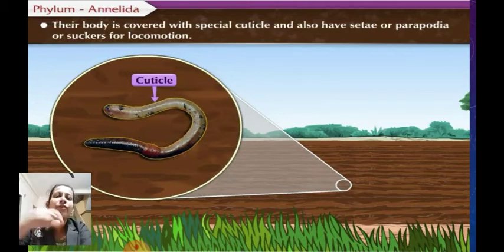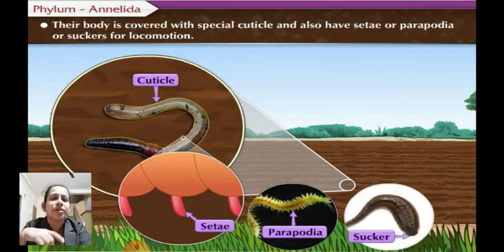So they have a special character, that is a special cuticle, and also for locomotion, that means they have to move from one place to another, there are different types of organs. They have either setae, as in the case of earthworm, parapodia like in the case of Nereis, and suckers in the case of leeches.